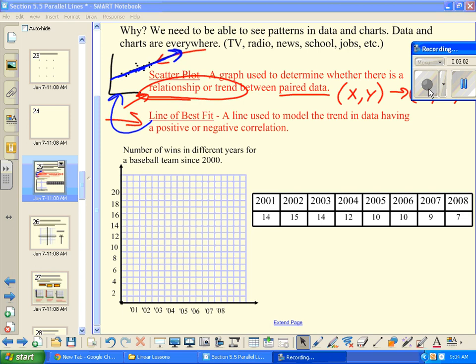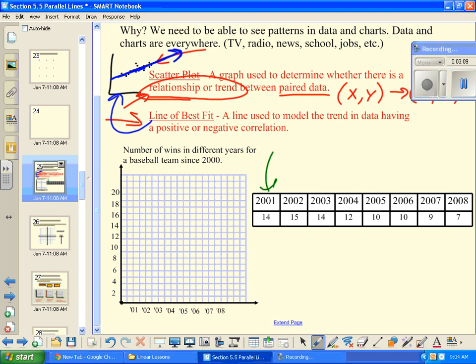So just below those definitions, I've got an example of some kind of data you might plot with a scatter plot, and then try to find some kind of pattern or relationship with it. What I've got is, as it says here in the title, number of wins in different years for a baseball team since 2000. So it says here in 2001, here's how many wins they had, in 2002, 2003, and so on. Notice it tells how many wins there are, so it's kind of like paired data. Here's the year they're talking about, and here's how many wins they got that year. So that's what we're calling paired data, just like ordered pairs.